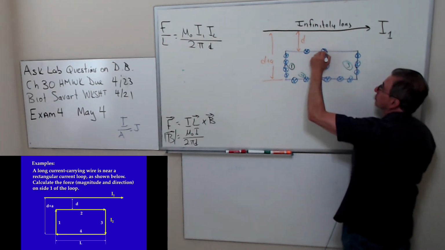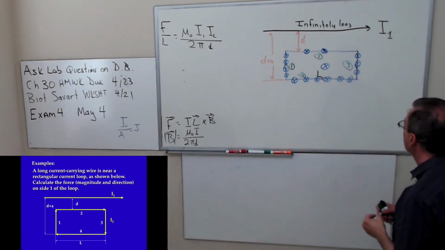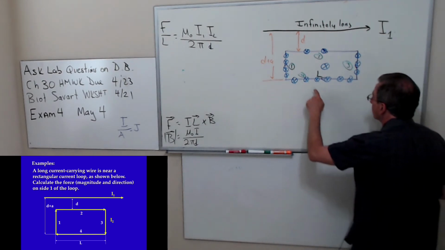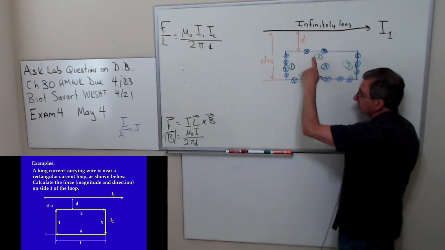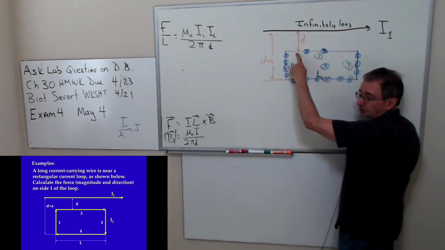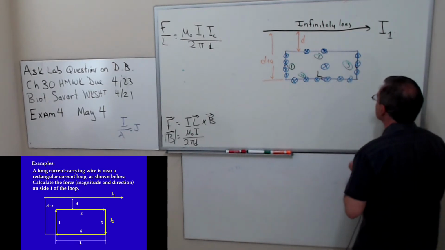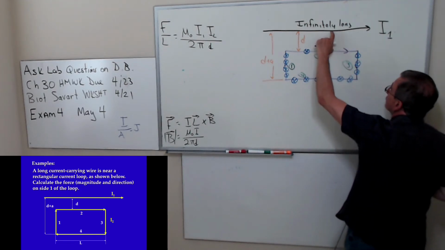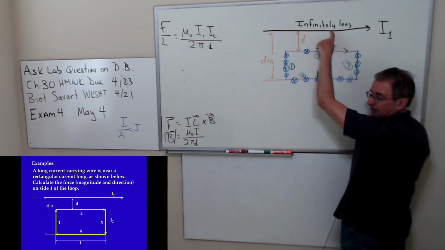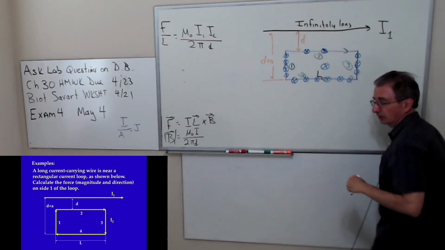I don't want to keep drawing these blue things because otherwise it's going to obscure the rectangle. But this is further away than this. So the force on this piece is going to be smaller than the force on this piece. Isn't that true? Okay, furthermore, and we got rid of some of our purple arrows. Let me draw them in. These 2 are going to be attracted to each other. And these 2 are going to be repelled.